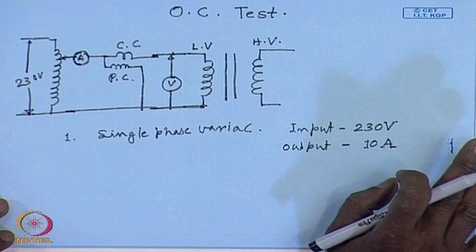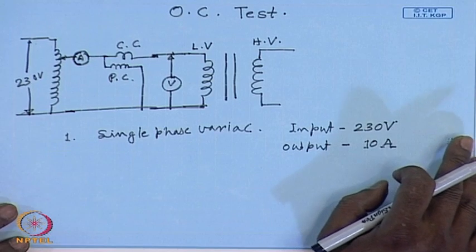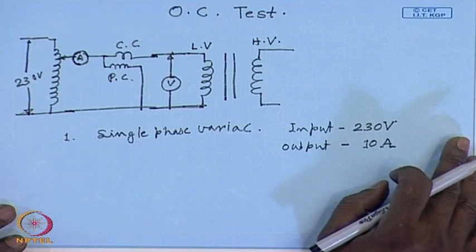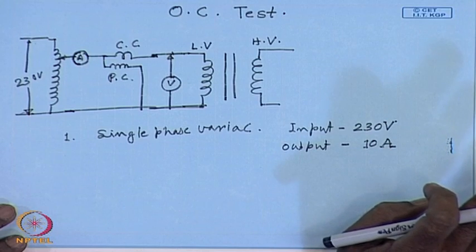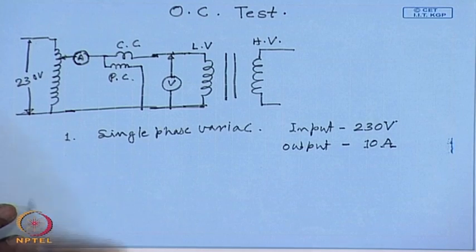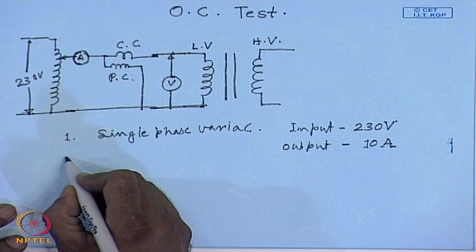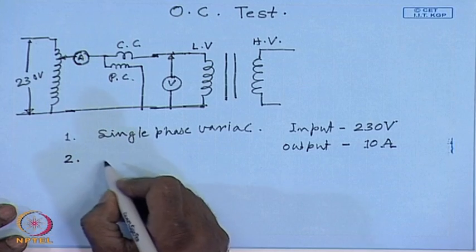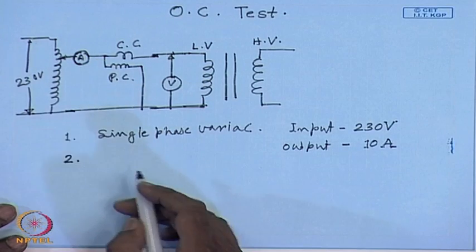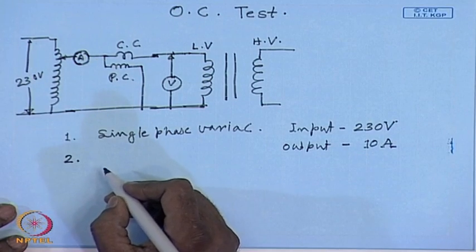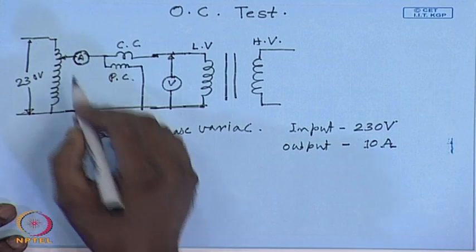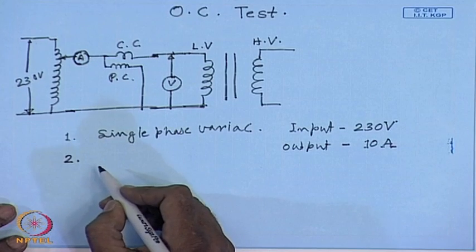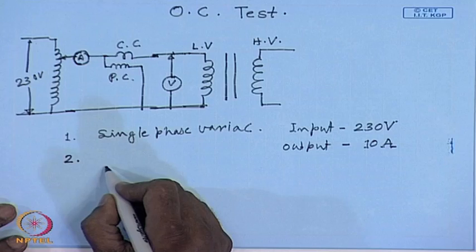However, if the short circuit test is not required, only the open circuit test is required, then we can choose a variac of much lower current rating. Second is the ammeter. Again, here also we will need an ammeter, a moving iron ammeter.